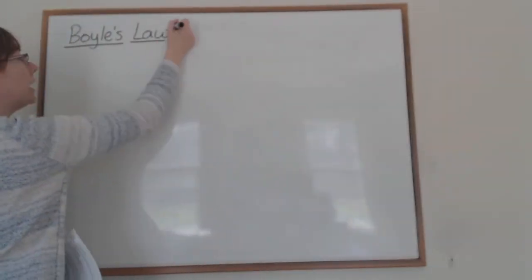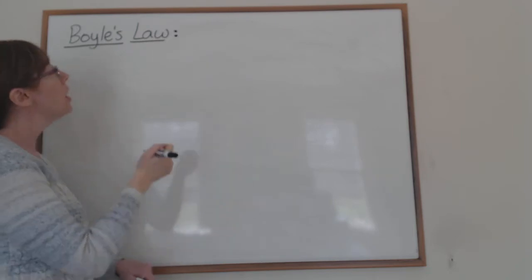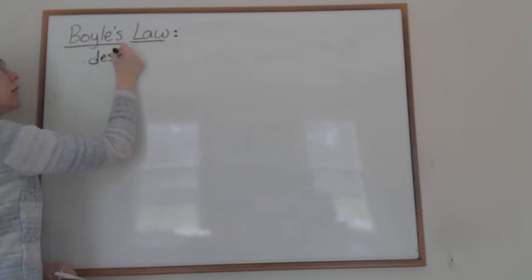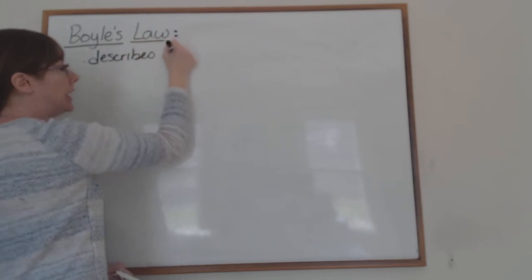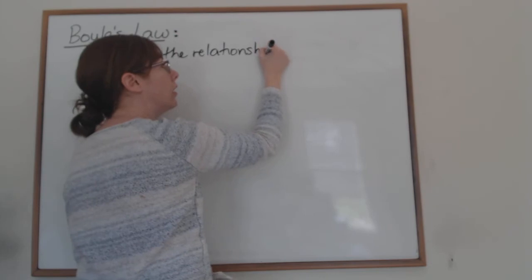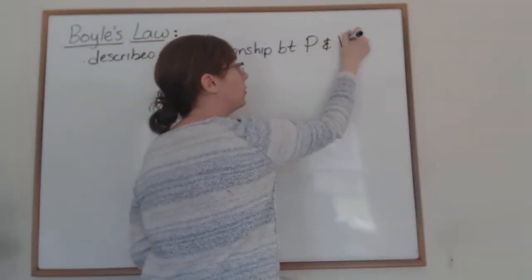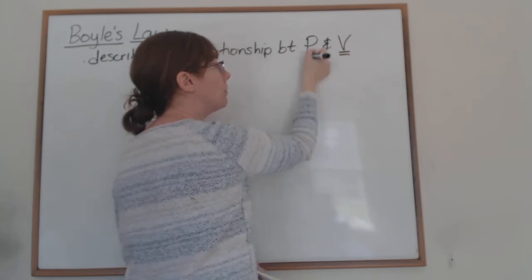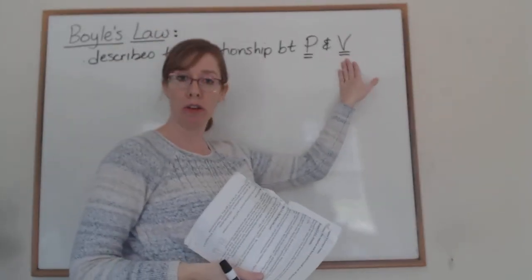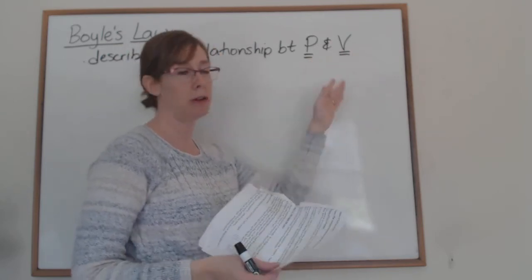So let's go ahead, and all of these are going to be presented in the same fashion. So Boyle's Law describes the relationship between pressure and volume. All of them, at least all of the ones that we're going to talk about, involve volume in one way, shape, or form. So this one is looking at volume compared to pressure.